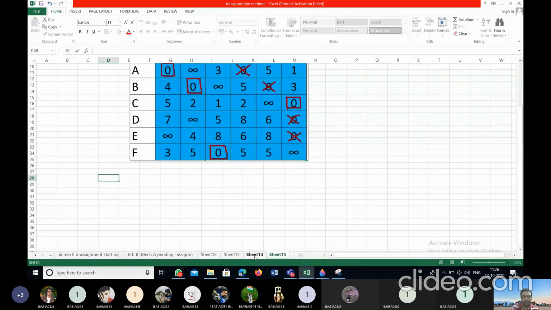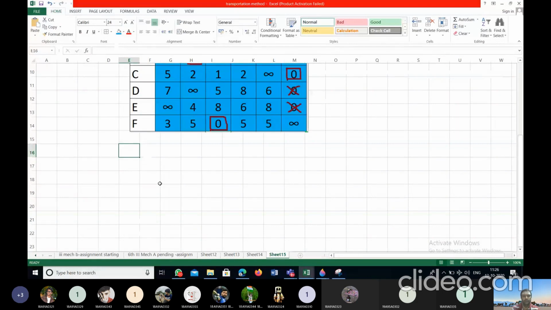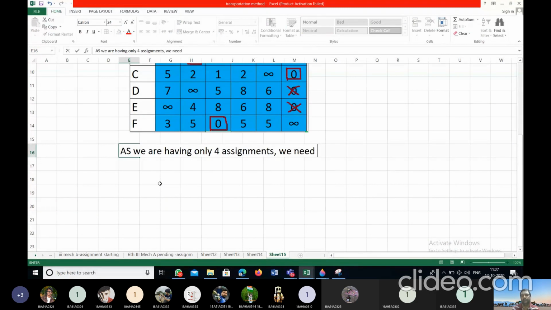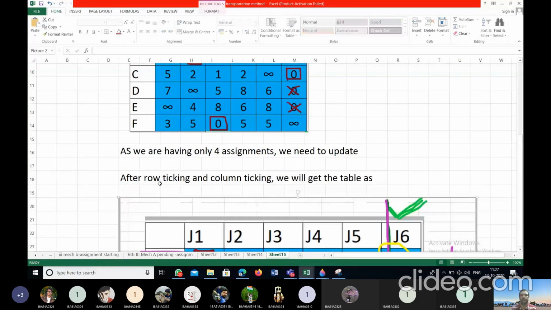So here we need to write, so this is 24. So here I am writing as only 4 assignments. We need to update. After row ticking and column ticking, we will get the table as division.